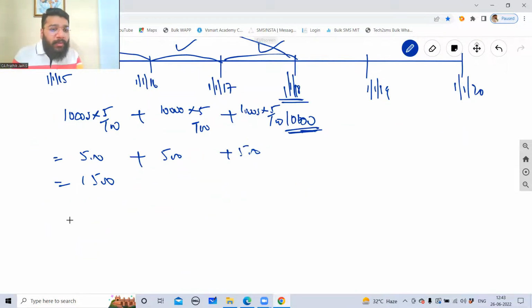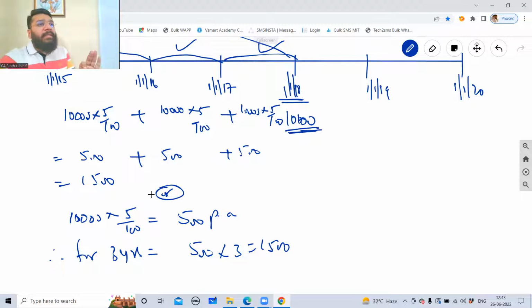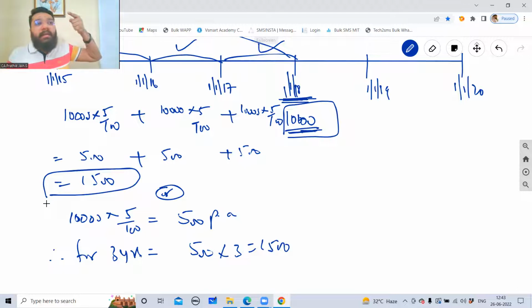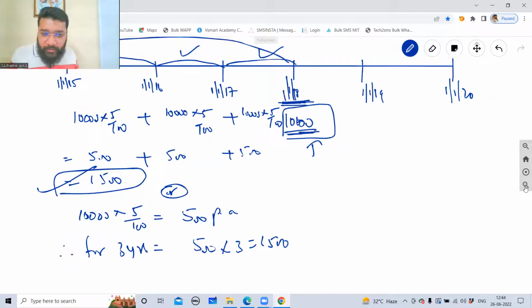This is the long way of doing it. The short way is: 10,000 into 5/100, so 500 is the interest per annum. Therefore, for 3 years, interest is 500 into 3, which is 1,500. You can do it like this or this. So here, guys, you are making an arrangement to repay the loan in lump sum in one shot on an average due date in such a way that the interest agreed earlier is not compromised. So as agreed, Das Bros is receiving 1,500 interest, and at the same time the lump sum payment is happening, which relieves us from remembering when I should receive, when I should give the payment. That hassle is being removed here. Tell me, guys, any problem in this question?